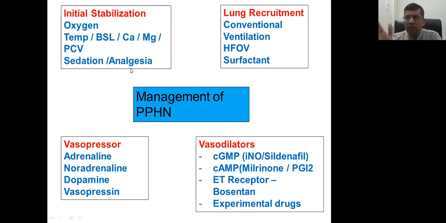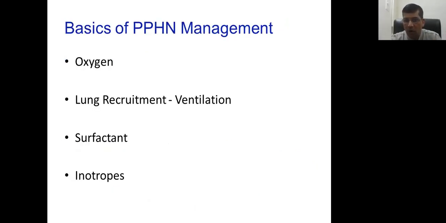In India, a lot of these babies are outborn, hence they are hypothermic, hypoglycemic, hypocalcemic, hypomagnesemic, probably polycythemic. These are the things which give more trouble. Hence, we have to concentrate on stabilization. We have to concentrate on recruitment of the lung. We have to concentrate on vasopressors and vasodilators. These are the 4 components we discuss when we think about such a baby as what we just saw.